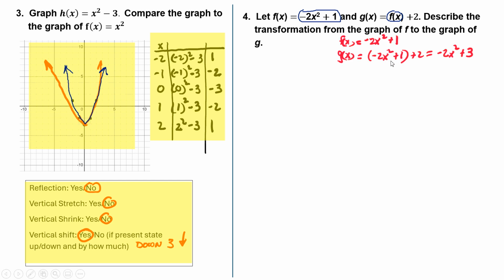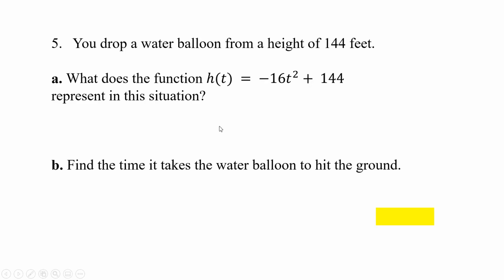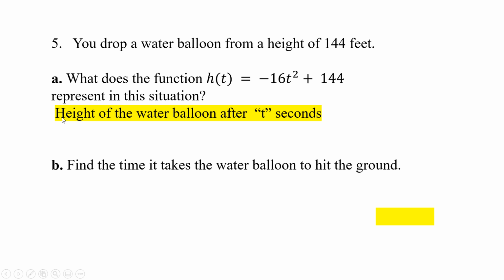So when we plug this into the formula, we can see that we added 2. This is not a reflection, not a vertical stretch, not a vertical shrink. Yes, it is a vertical shift 2 units up. All right, last problem. You drop a water balloon from a height of 144 feet. What does the function h of t equal negative 16t squared plus 144 represent in this situation? All right, so it's the height of the water balloon after t seconds.